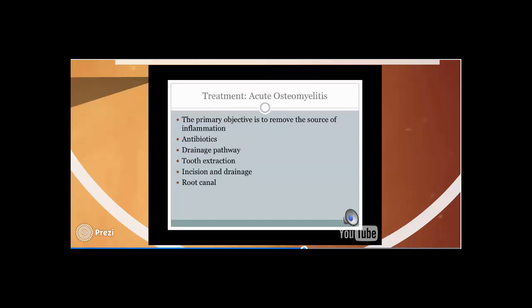For treatment, the primary objective of the treatment of acute osteomyelitis is to remove the source of inflammation. Antibiotics are recommended along with the establishment of a drainage pathway. Tooth extraction, incision and drainage, or root canal therapy may be indicated as an appropriate treatment.